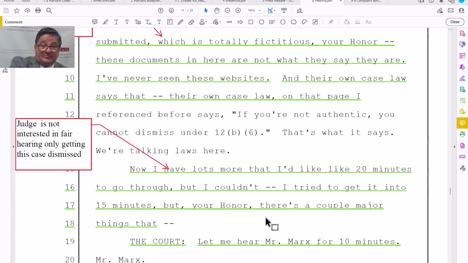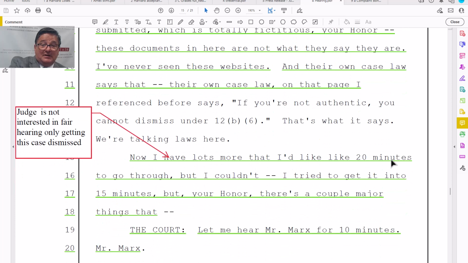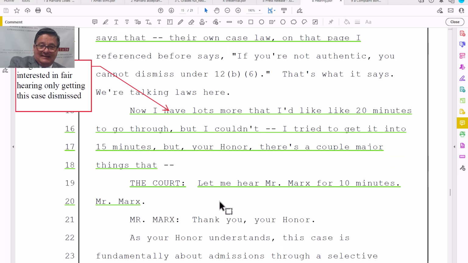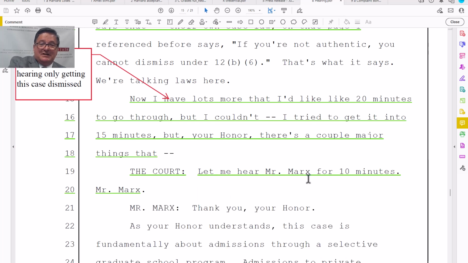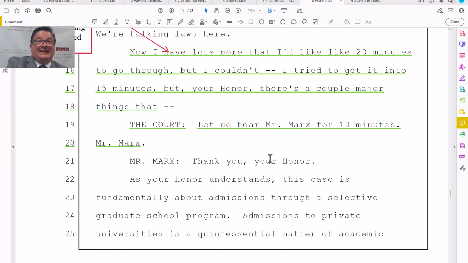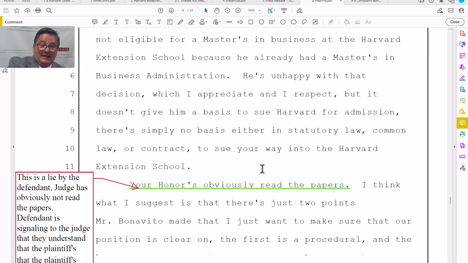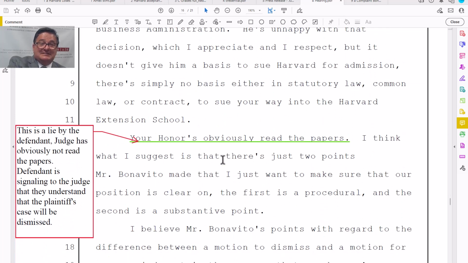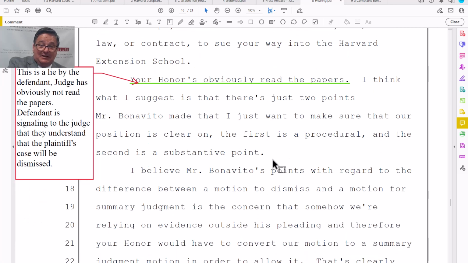I talk about more, but I tried to get it into 15 minutes. This is ridiculous. Why would you do that? Now he wants to hear from the other side, but he doesn't care what they say. And look at this, this is what Harvard's lawyers say: Your Honor obviously read the papers. They obviously read the paper. He didn't read anything. He didn't know my first complaint. They know this judge, they're always before him, so it's like a buddy's buddy club.